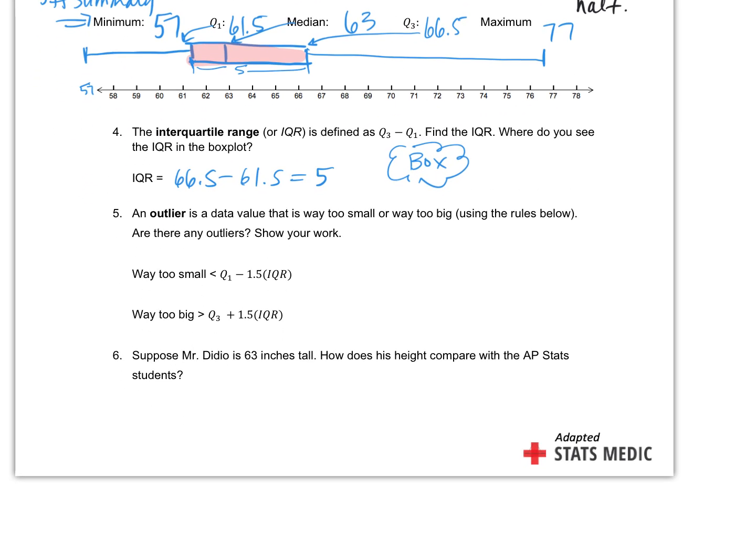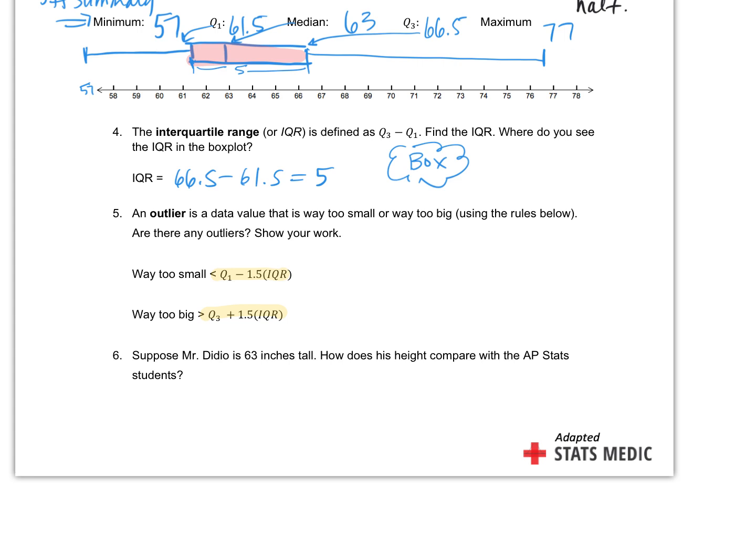Here it is. Way too small would mean that it's Q1 minus 1.5 IQRs. Way too big would mean that it's Q3 plus 1.5 IQRs. All right, so let's do this. Notice both equations require 1.5 IQR. See that? Let's figure that out first.